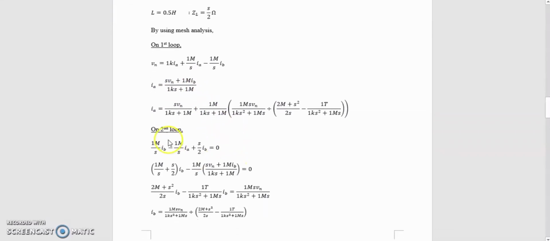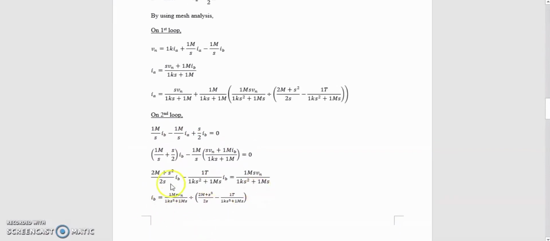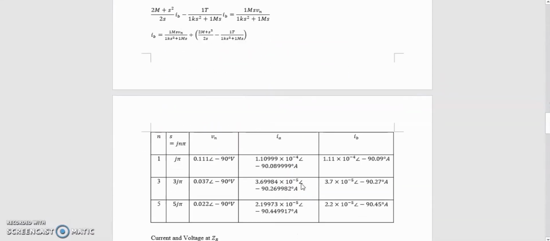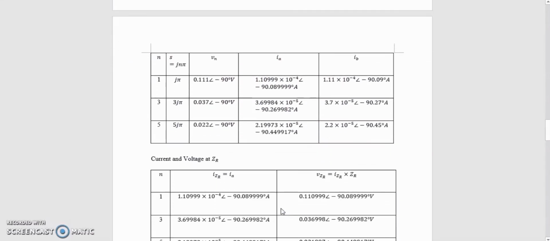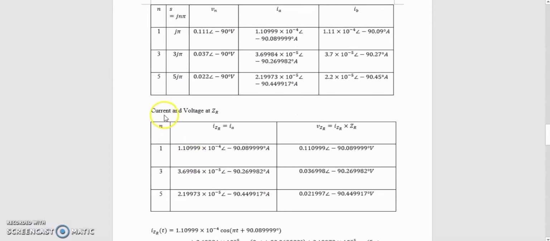Then we do the second loop. We get this equation. Then we get Ib is equal to this equation and we substitute the value of Ib into Ia. Then we can find this value of Ia and Ib. So, we know that Ia is equal to the current through the impedance resistance.